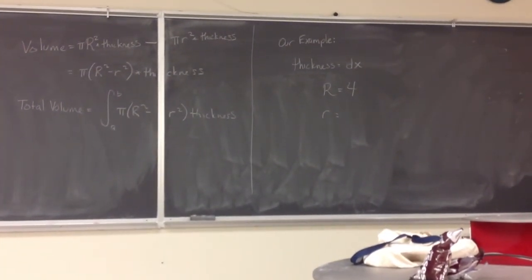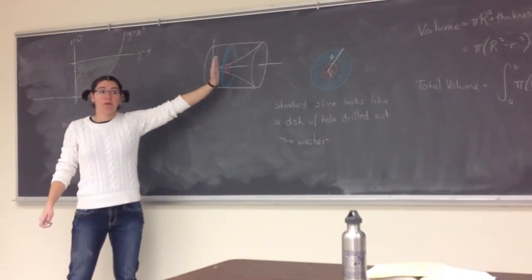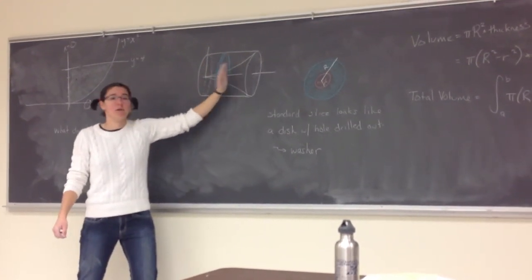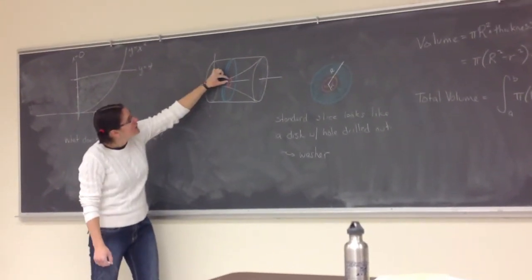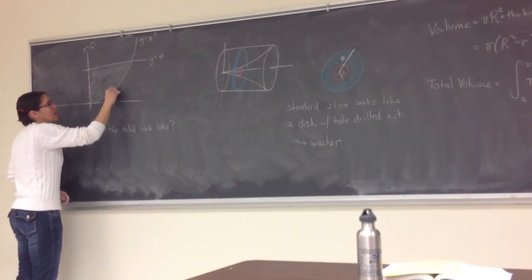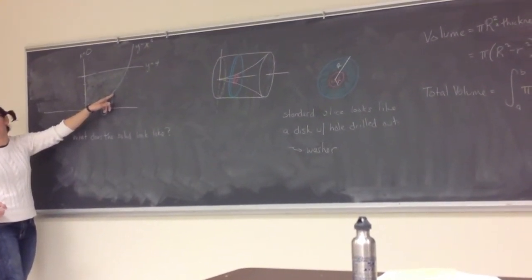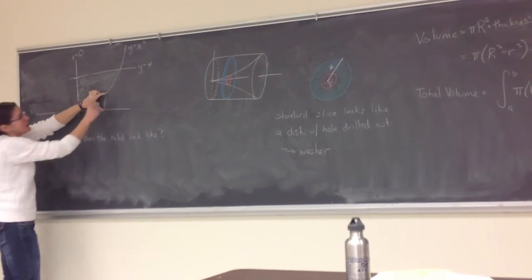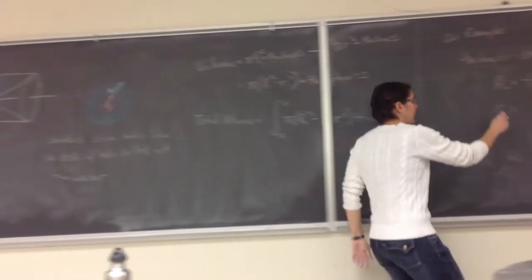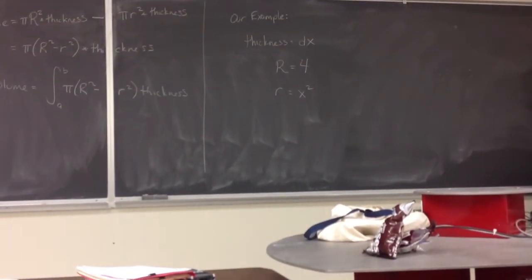Now the inside radius, that pink one right in here, actually changes as we move along. But no matter whether I'm looking at a slice all the way to the left, all the way to the right, or anywhere in the middle, that radius starts at the x-axis and goes up to our curve. In this case, our curve is y equals x squared. And so our little radius, little r, is x squared. Are there any questions about any of that information?